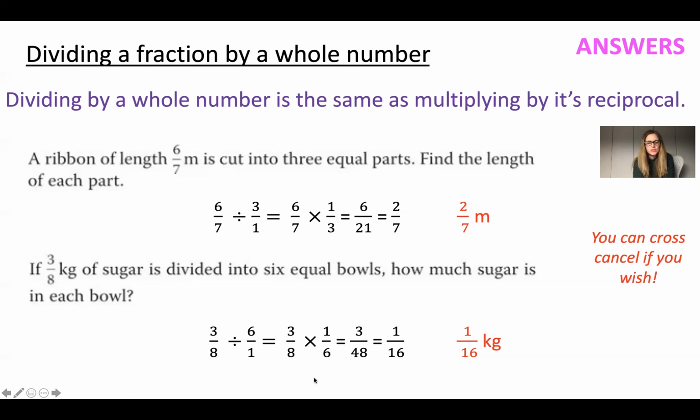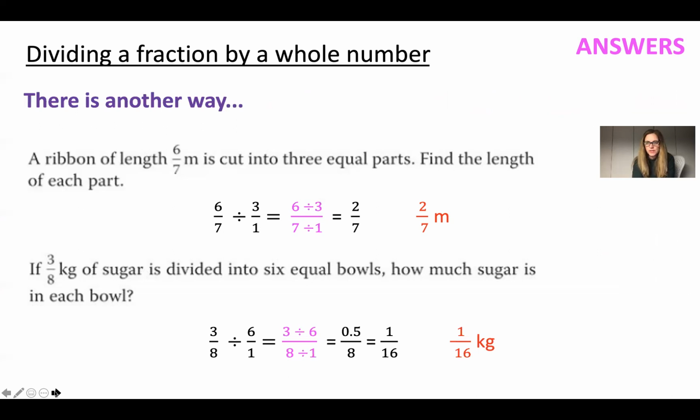But there's another way I want to show you as well, which I didn't cover in the video. You wouldn't necessarily use it all the time, but it's just handy to know that this is available to you as well. Let's have a look at this. If I write it as 6 divided by 3, and 7 divided by 1, look how simple it is. 6 divided by 3 is 2. 7 divided by 1 is 7.